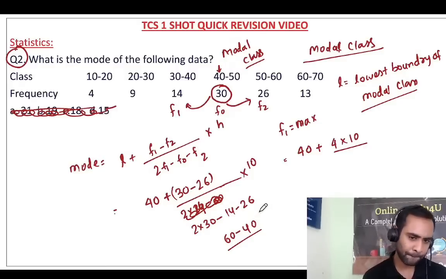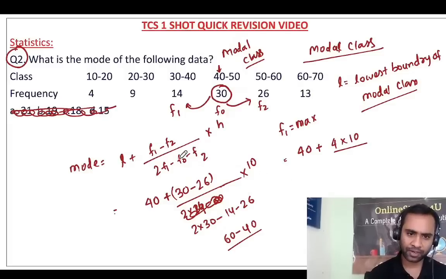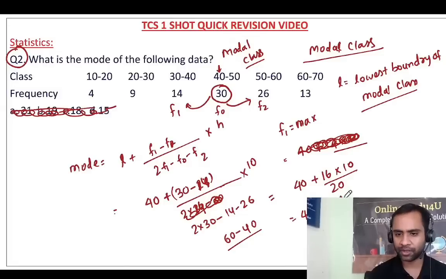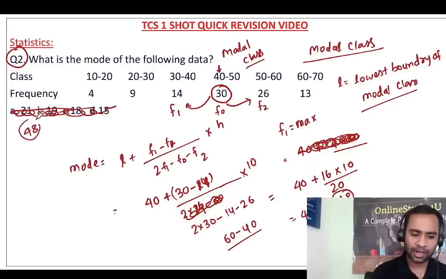Just a minute. Just give me a minute. So there is some data mistake. 30 minus 14. Okay, sorry. So 30 minus 14 will be nothing but 40 plus 16 into 10 and divided by 20. So it will be 40 plus 8. It will be 48. Okay, so 48 will be the answer.